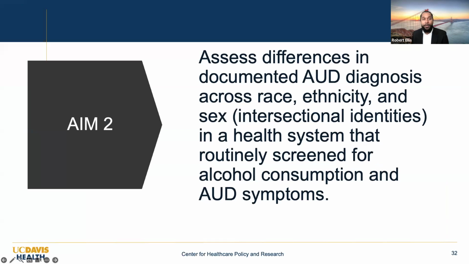And so now we're gonna go into AIM-2, which is currently under review. And it is a cross-sectional study that assesses patterns of documented AUD across intersectional groups based on race, ethnicity, and sex in primary care when adjusting for the alcohol consumption measured by the AUDIT-C, as well as the DSM-5 AUD symptoms measured by the Alcohol Symptom Checklist.